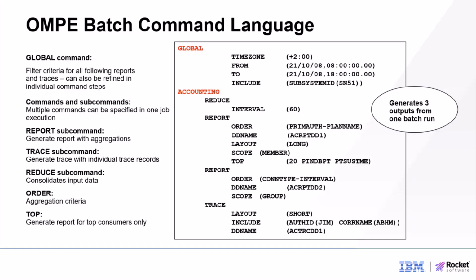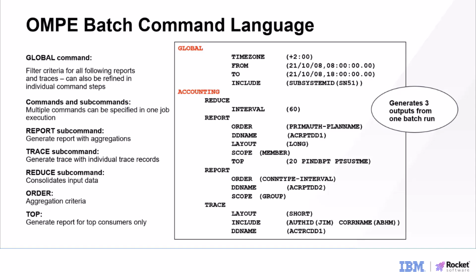But just real quickly here, you've got some different sections. Number one is the global section. Those are parameters or criteria that basically control the range of data that's going to be input into your batch report. So you see things like a from and a to date, data for a specific subsystem ID, as well as adjusting my time zone for my local time. That applies overall to all the reports being generated via this batch job. And you can actually generate multiple reports within a single job.